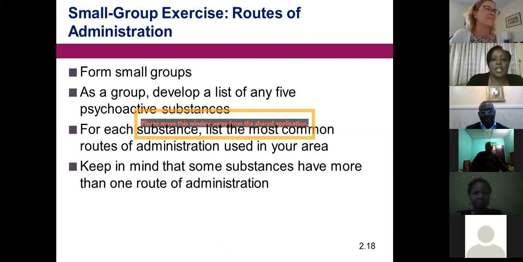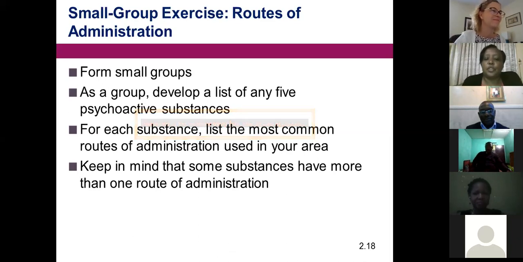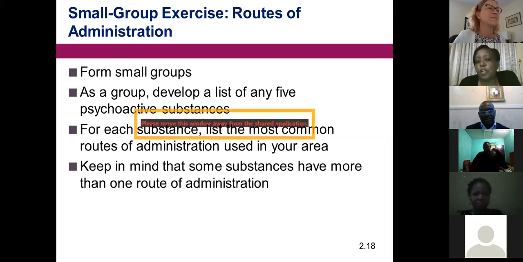So for now, what I'd like to request is that I want you to go to the chat, and I want you to just list any 3 psychoactive substances that are found in your region. And please, for each of them, list the common routes of administration. And do keep in mind that some substances have more than one route of administration. So go to your chat, you can indicate your region, and then you tell us what kind of any 3 psychoactive substances and the key methods of administration that are used.